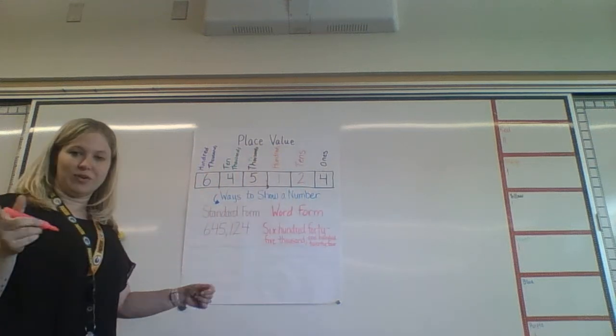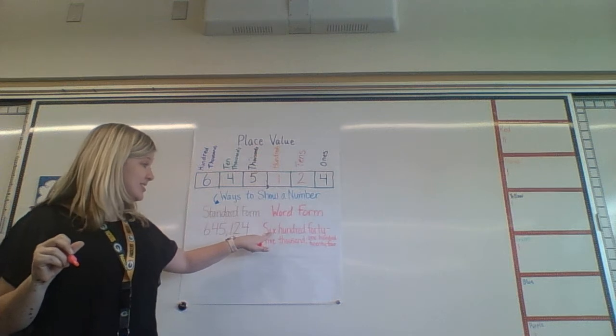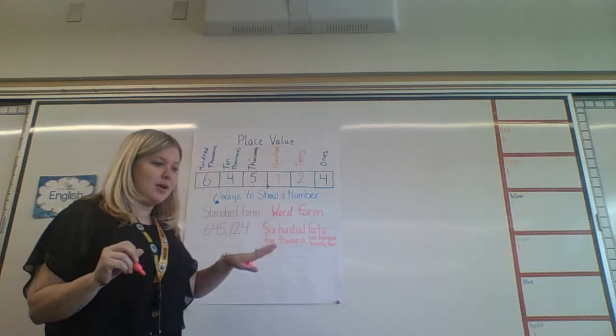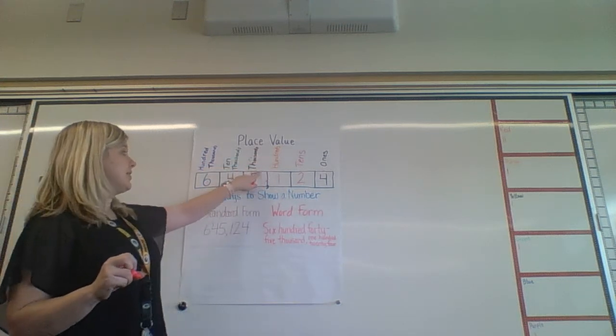Now this is where that ring can come in handy. You can figure out how to write the word 40, how to write the word 5, how to write the word 6, how to write the word 1, how to write the word 100, how to write 20, how to write 4. This anchor chart will help you too. The word thousands is right here.